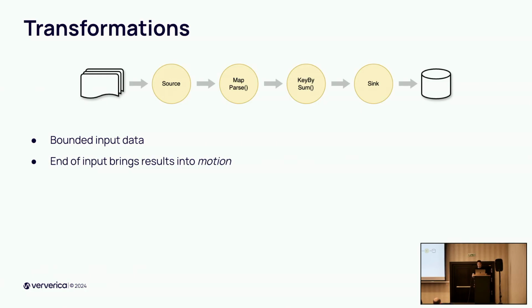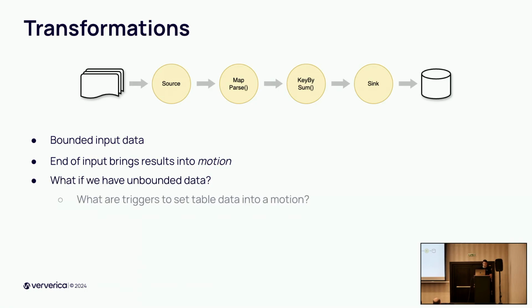And when we do the key by summation operation, which brings the stream into a table, we had that end of result indicator, with which we sent the result of summation as a stream to the next operator. If we have unbounded data, like a stream, what kind of triggers can we use so that we can send our aggregation result again in motion as a stream to the next operator?